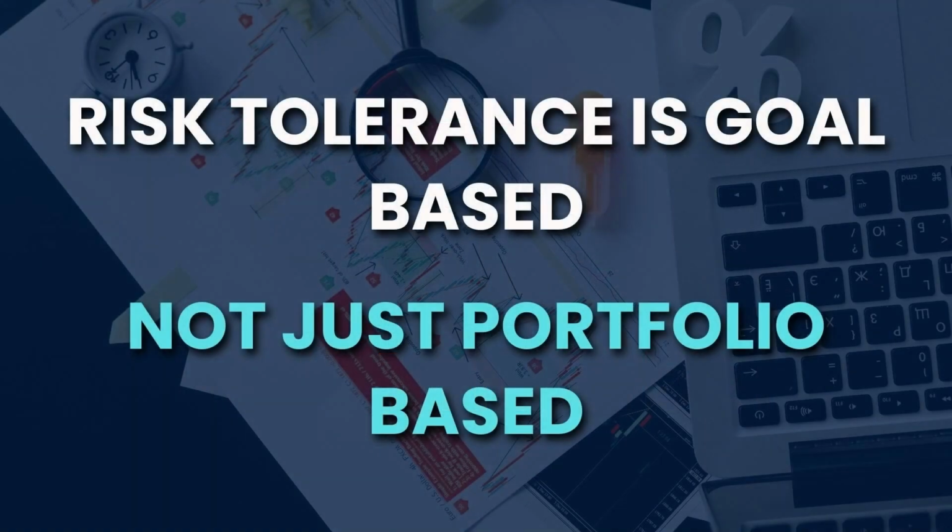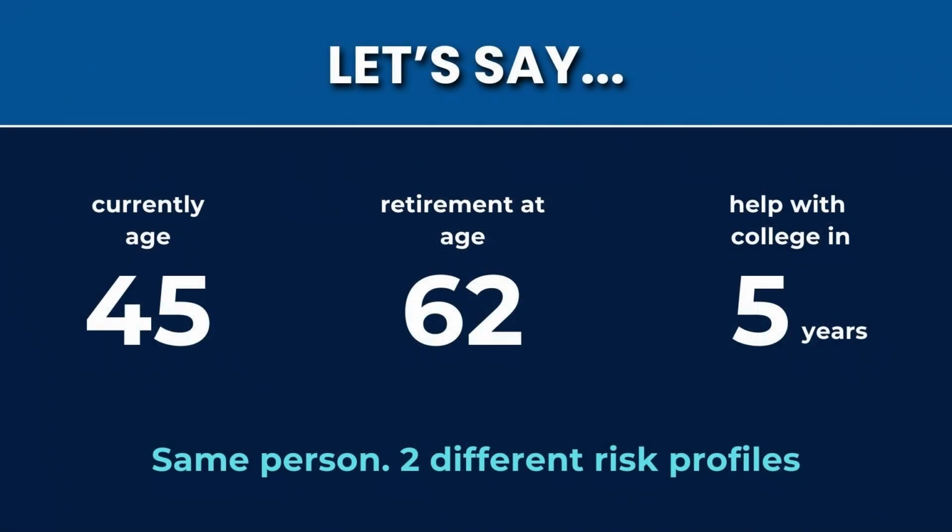This all brings us to the point in this episode where we bring it all together. Your risk tolerance isn't just one number, it should match each of your financial goals. That's because risk tolerance is goal-based, not just portfolio-based. Let's give a quick example. Let's say you're currently 45 years old with two major goals. Number one, you want to retire at age 62. Number two, you want to help your daughter with college in 5 years.